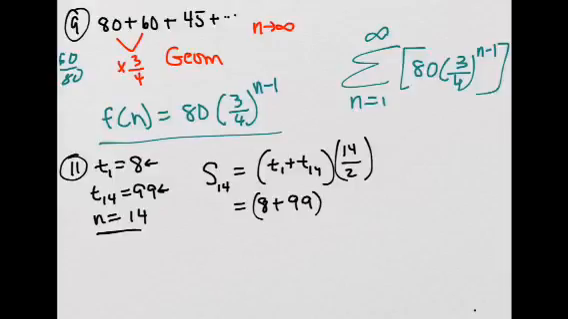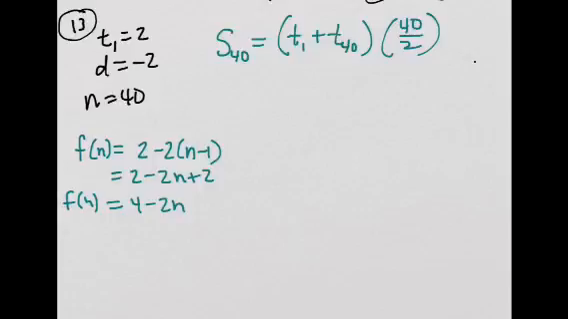So if n is 14, so 14 over 2 is 7. So this is going to give you 107 times 7, which is 749 for the sum.